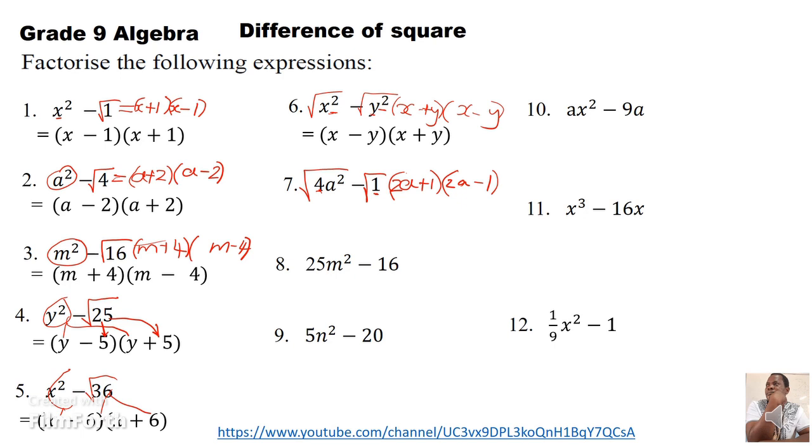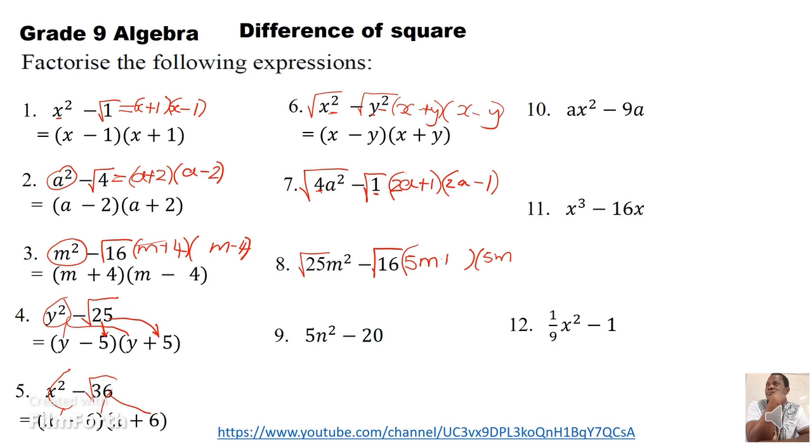Number 8 is the same. I must find the square root of 25 and I must find the square root of 16. So the square root of 25 is 5. That means my bracket is going to have 5m in the first part, and in the next bracket I'm also going to have 5m. Then the square root of 16 is 4.